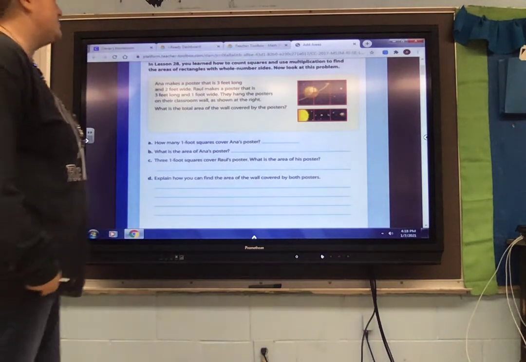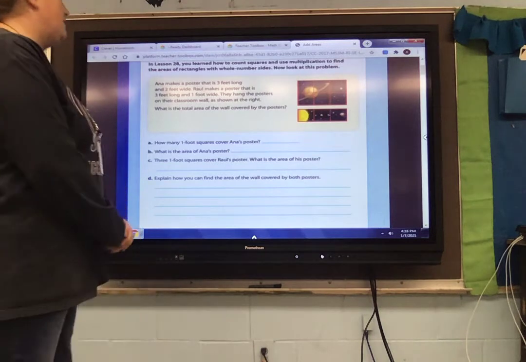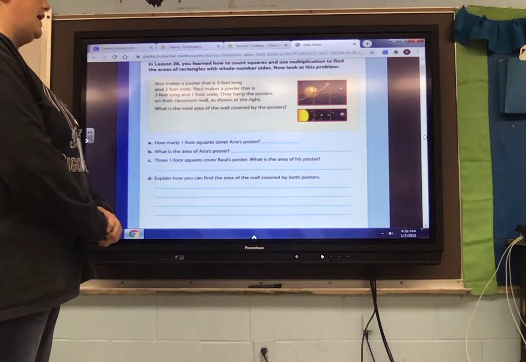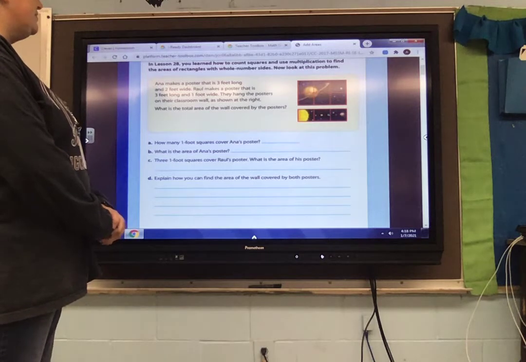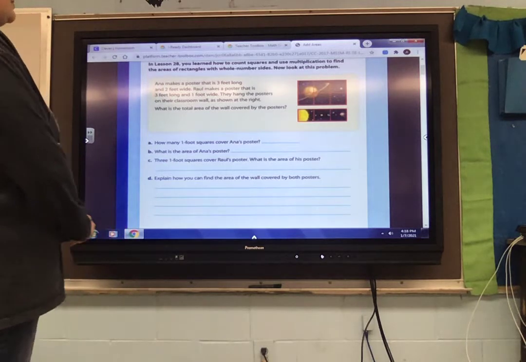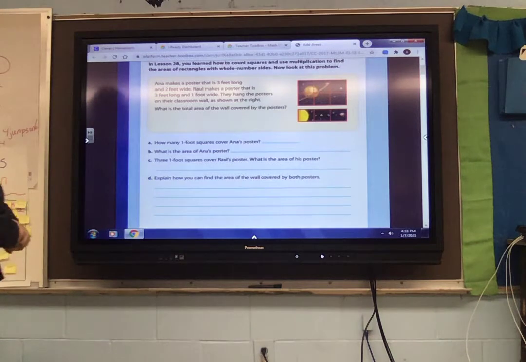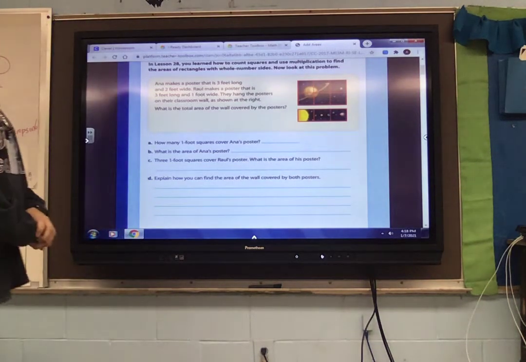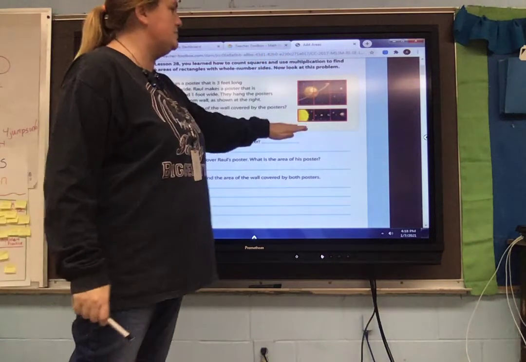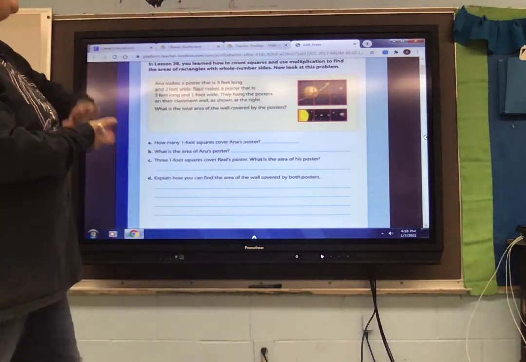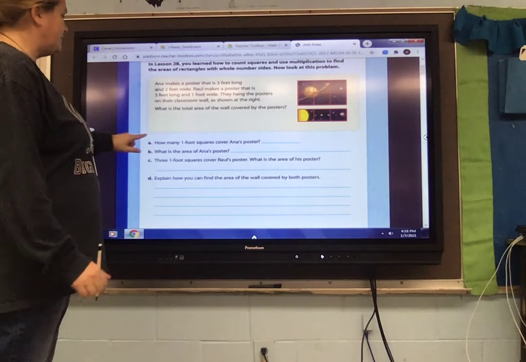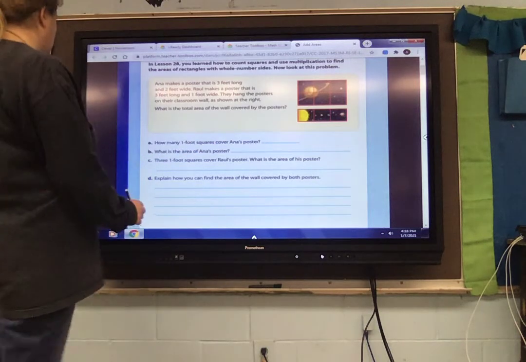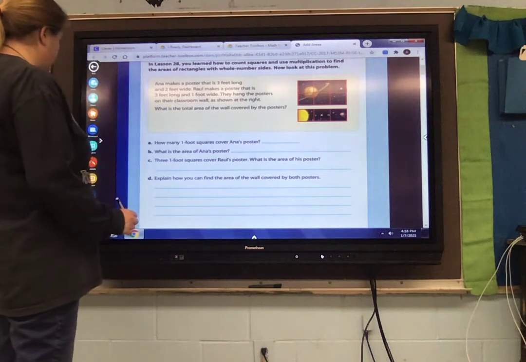Anna makes a poster that is 3 feet long and 2 feet wide. Raul makes a poster that is 3 feet long and 1 foot wide. They hang the posters on their classroom wall as shown at the right. What is the total area of the wall covered by posters? So we have 2 posters that are on one wall. How many 1 foot squares cover Anna? So let's worry about Anna's poster first.